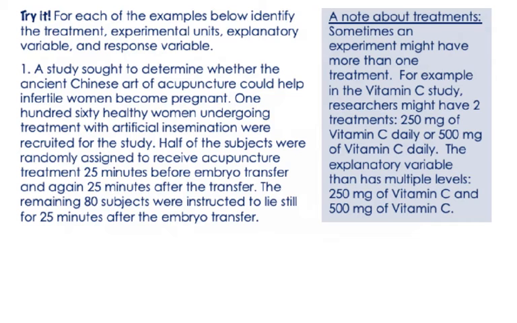Alright. So for each of the examples below, identify the treatment, the experimental units, explanatory variable, and the response variable. A note about treatments over here is sometimes an experiment might have more than one treatment, so that's okay. For example, in the vitamin C study, researchers might have 2 treatments, 250 milligrams of vitamin C or 500 vitamin C. The explanatory variable then has multiple levels, so there can be more than one treatment, perfectly fine. You just have to read it. So I want you to try number 1, in 1, 2, 3.